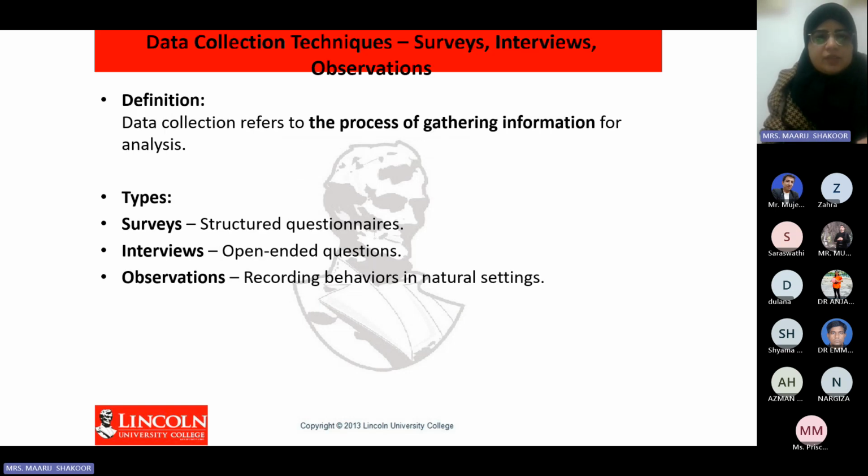Data collection techniques: surveys, interviews, and observation. Yes, data collection refers to the process of gathering information for analysis. How many types are there? Three types: surveys, structured questionnaires; interviews, open-ended questions; observation, recording behaviors in natural settings. This is important: the data you collect should not be fake, it should not be made with different apps and considered real. Whenever fake is there, one day or another you can be caught. So go for actual hard work.